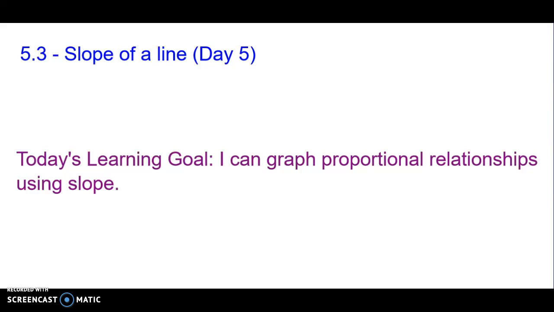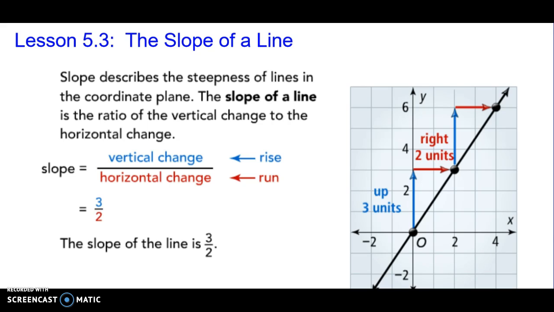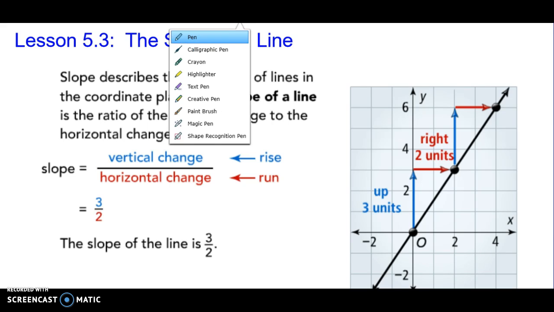Alright, so today we're going to do 5.3, slope of a line, day 5 in your OneNote. Today's learning goal: I can graph proportional relationships using slope. So let's bring out our Cornell notes.